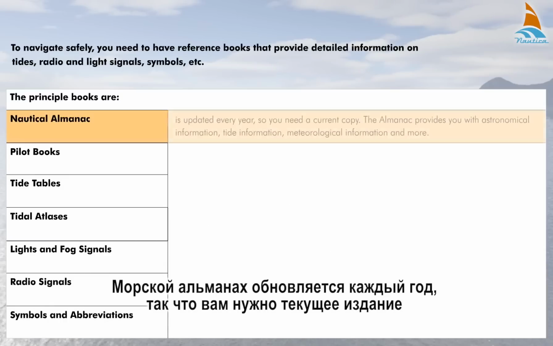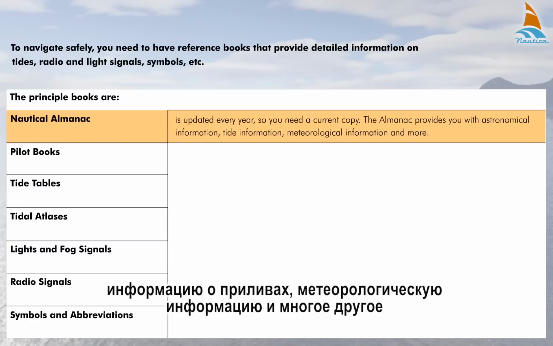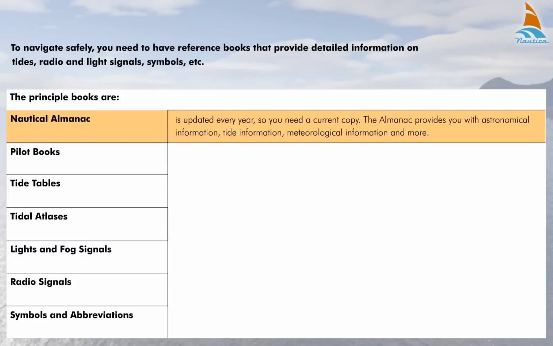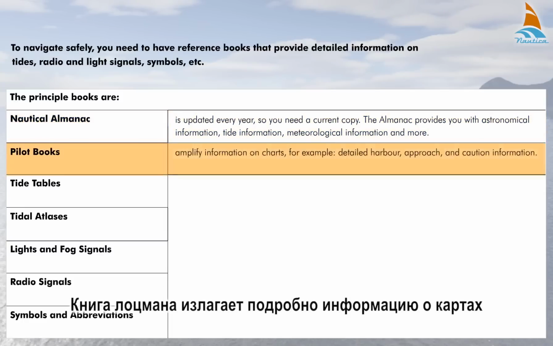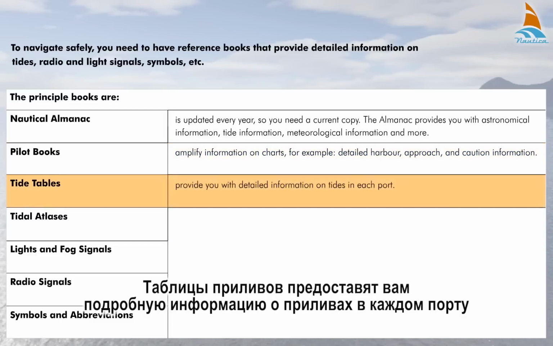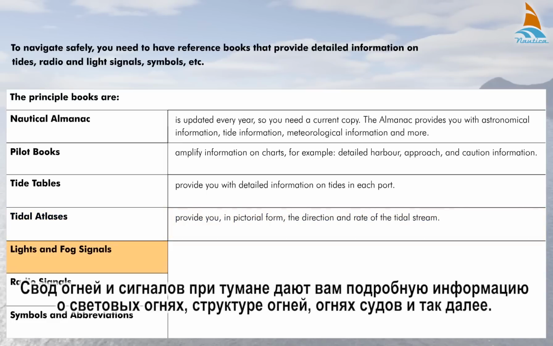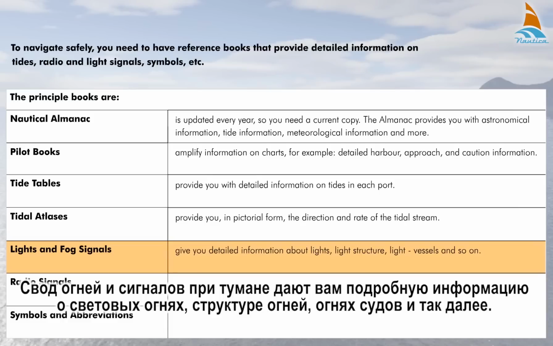The Nautical Almanac is updated every year, so you need a current copy. The almanac provides you with astronomical information, tide information, meteorological information, and more. Pilot books amplify information on charts, for example, detailed harbour, approach, and caution information. Tide tables provide you with detailed information on tides in each port. Tidal atlases provide you in pictorial form with the direction and rate of the tidal stream. Lights and fog signals give you detailed information about lights, light structure, light vessels, and so on.